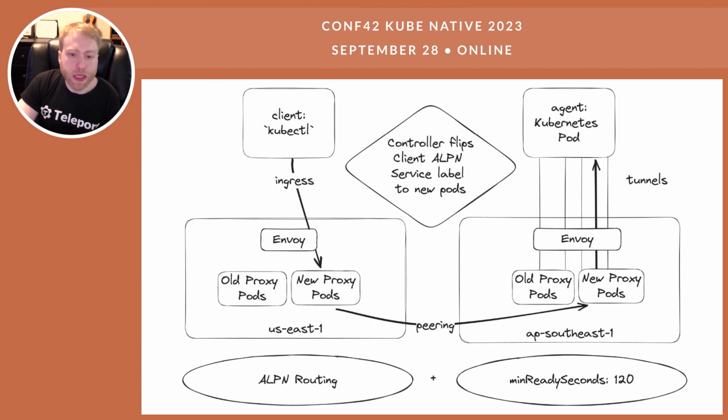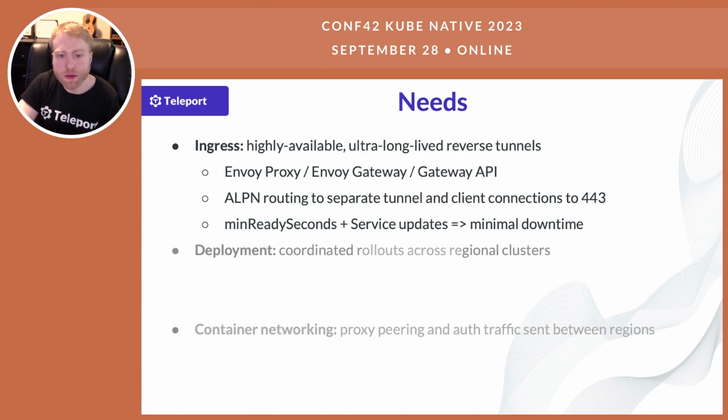And the way we do this flip from one set of pods to another is that we have a custom controller that changes the labels on a service to point from the old generation to the new generation of pods, using our own custom controller logic underneath. So that's basically an overview of our ingress stack for how we route really ultra long-lived tunnels. We route client connections through those long-lived tunnels for Kubernetes clusters in 6 regions.